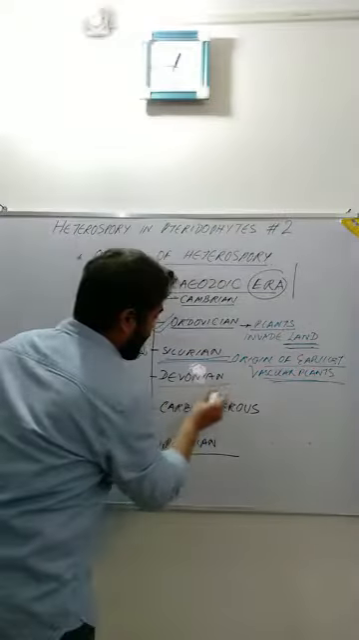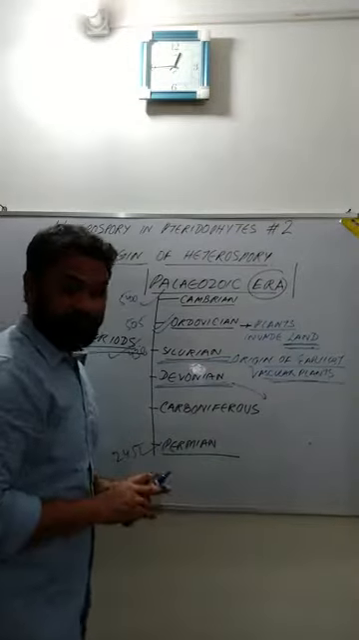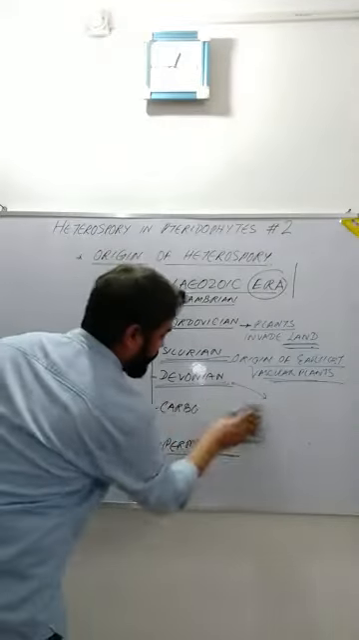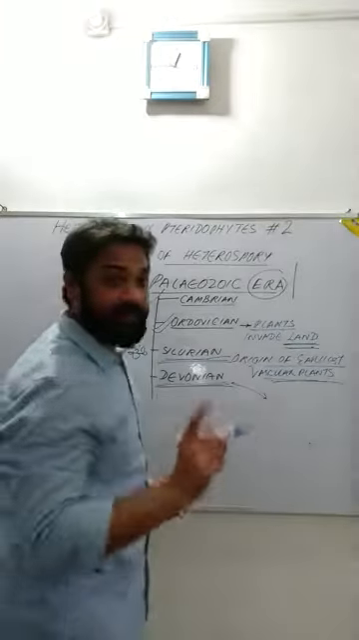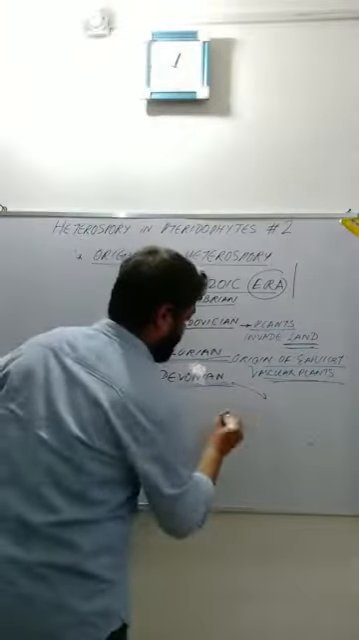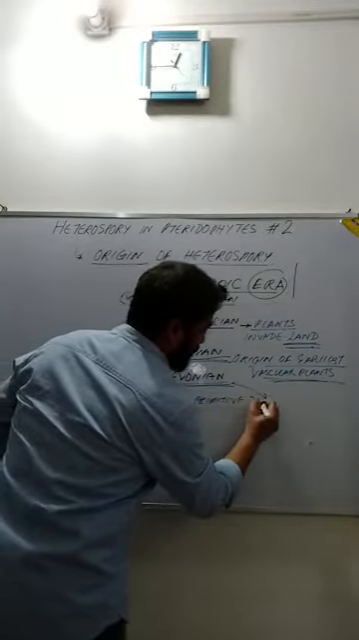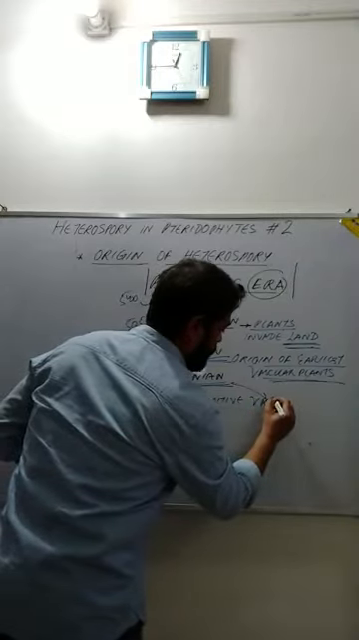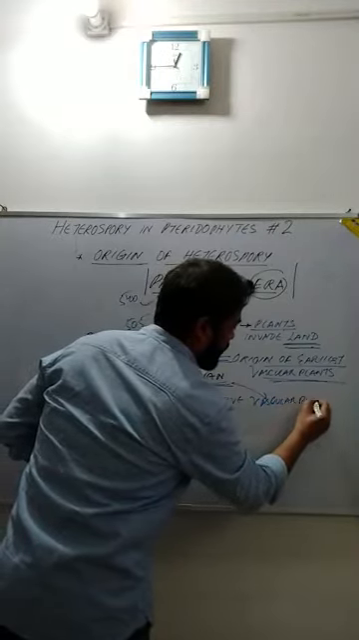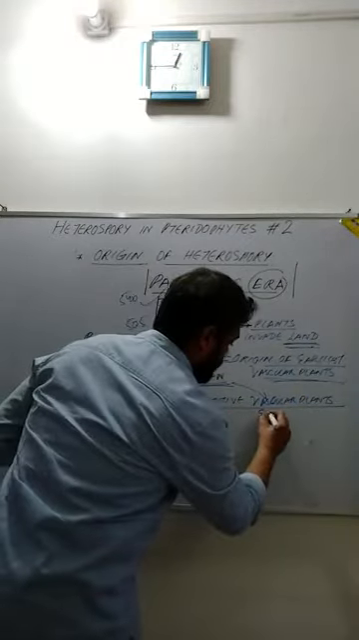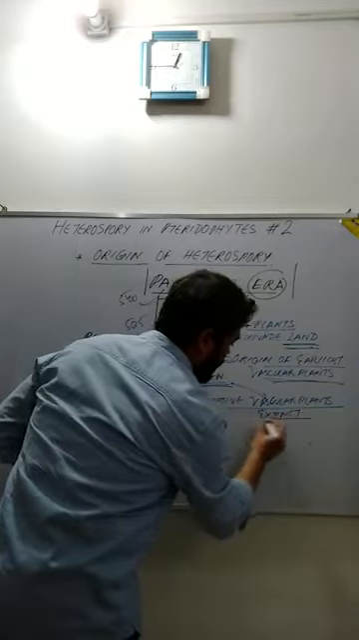And when we come to Devonian, since we are not going to discuss Carboniferous and Permian, I will erase this. What happened during Devonian, this is very important. During this time, these primitive vascular plants became extinct.